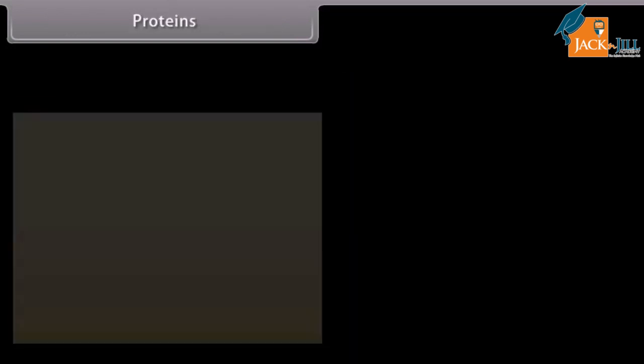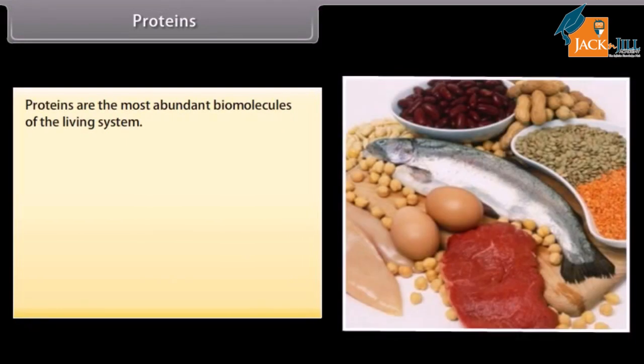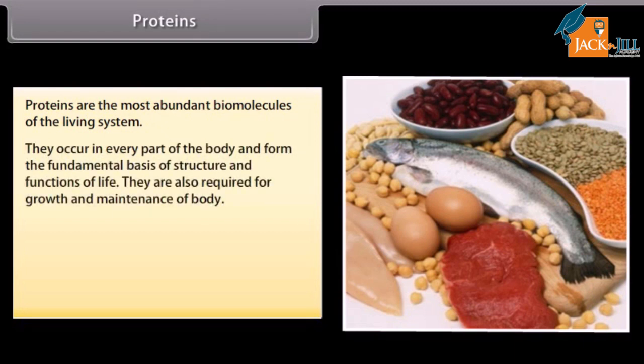Proteins. Proteins are the most abundant biomolecules of the living system. Chief sources of proteins are milk, cheese, pulses, peanuts, fish, meat, etc. They occur in every part of the body and form the fundamental basis of structure and functions of life. They are also required for growth and maintenance of the body.